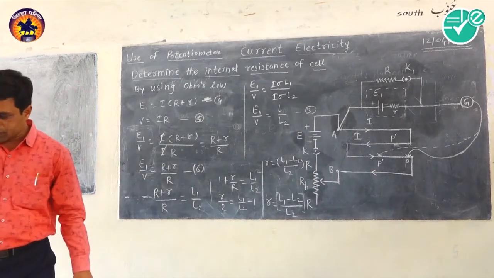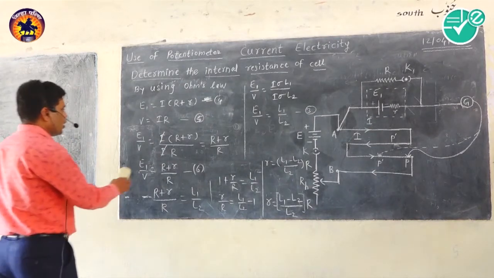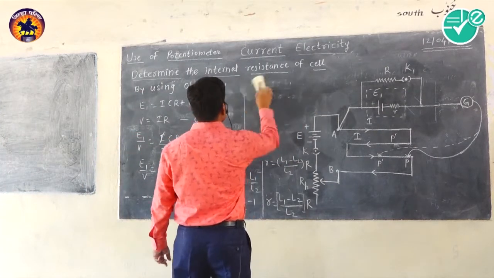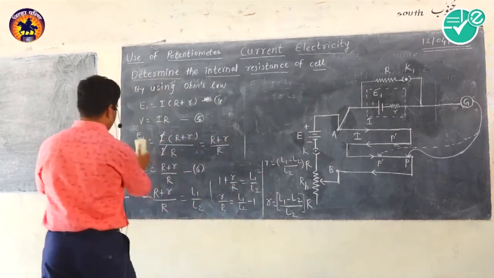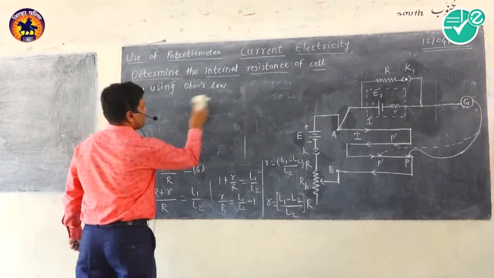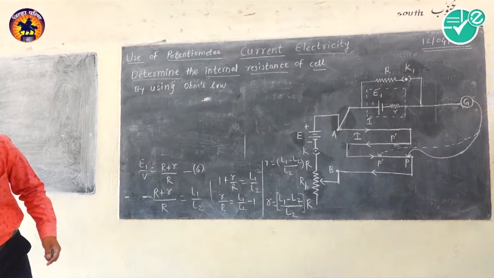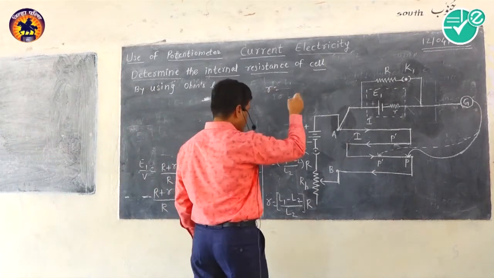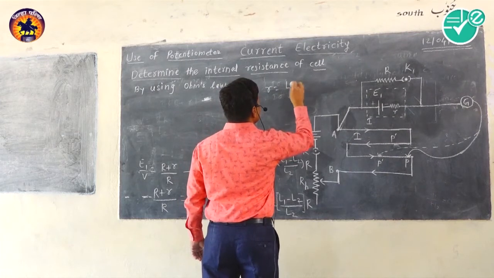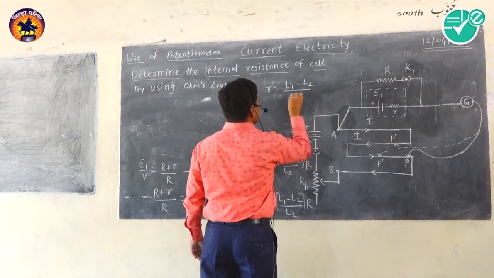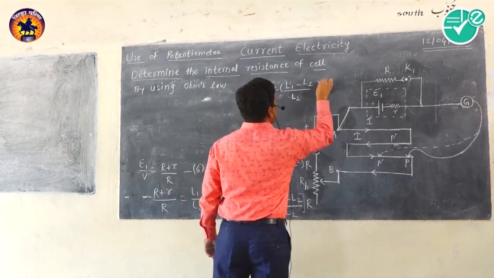So for that I will erase this side. We have just got this equation, you can use it: small r is equal to L1 minus L2 divided by L2 into capital R.